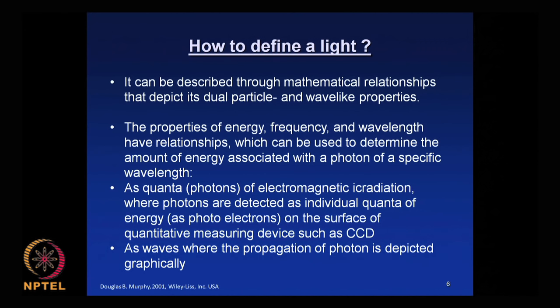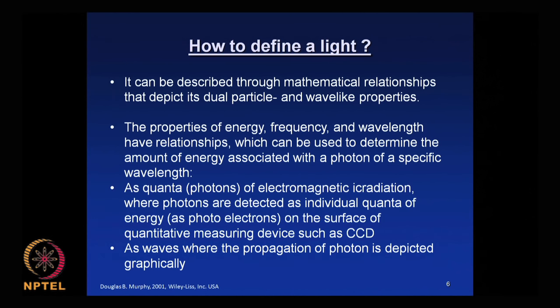So at this point of time, this is considered as a quanta or a particle in nature, where the interaction point, that interface, is considered a quanta. But all the other properties, like when you consider the light in a propagation mode, and the photon propagates, then it is depicted like a wave, as shown here.